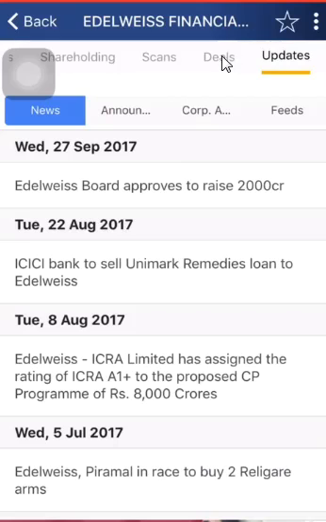And then you have the deal sections, wherein you saw all the deals that have happened in that stock by the big investors. And finally you have the updates, wherein you can see the different updates which were provided by Edelweiss. And there are also separate sections like announcements, corporate actions and feeds.